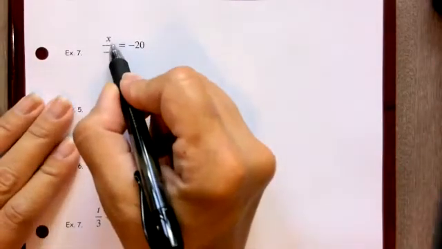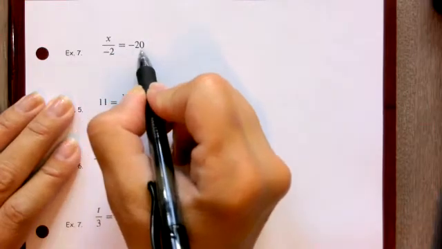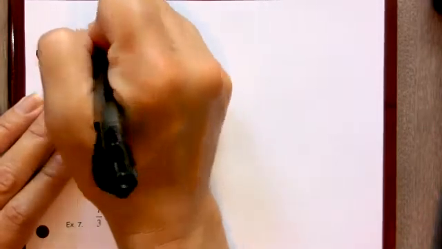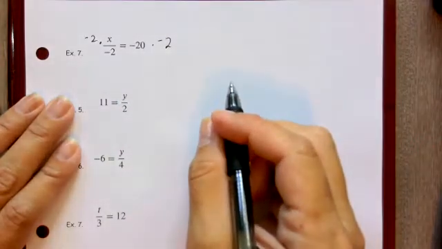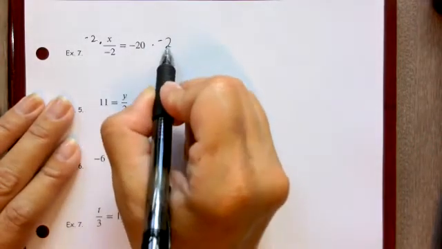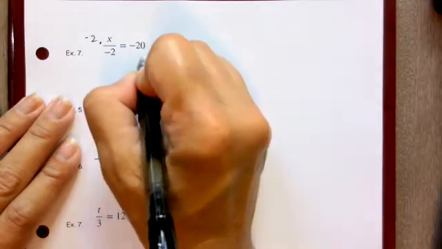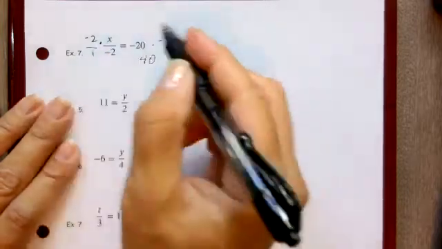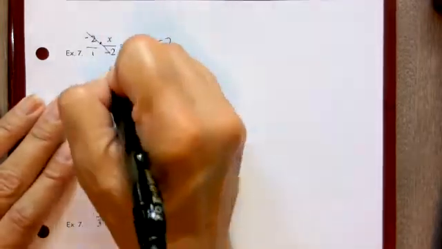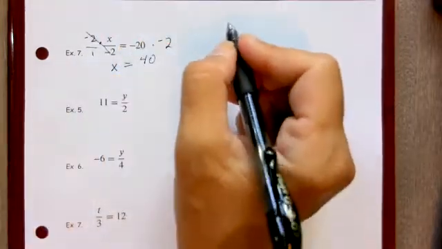Here I have x divided by negative 2 equals negative 20. So what I'm going to do is multiply both sides by negative 2. Over here, it's going to be negative times negative is positive 40. And why it works out over here is because they cancel out to 1. I'm left with 1x, and that's what I wanted.